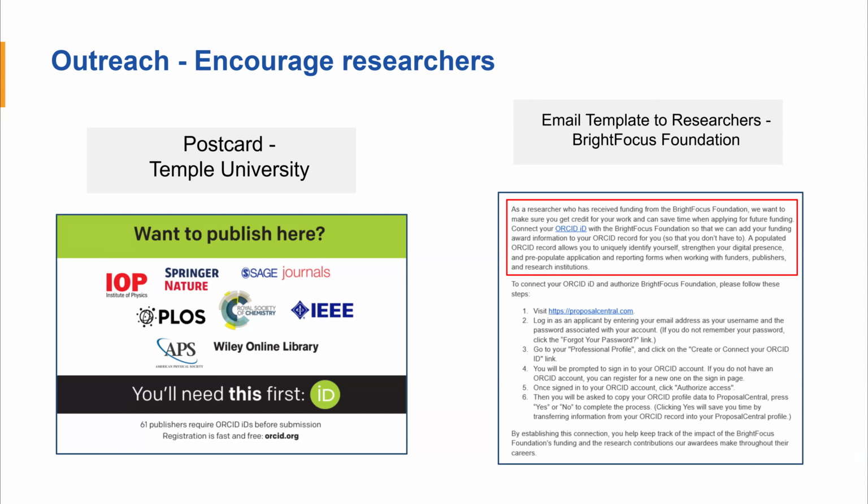The other example is an email that one of the funders is sending to their grantees and awardees, encouraging them to make that connection with their organization. In here, it's really saying connect with us so we can push funding information to your ORCID record. It makes it easier for you because you have that information in your ORCID record and you don't have to enter it yourself. We can do it for you. So that's really a way to encourage researchers to make that connection.